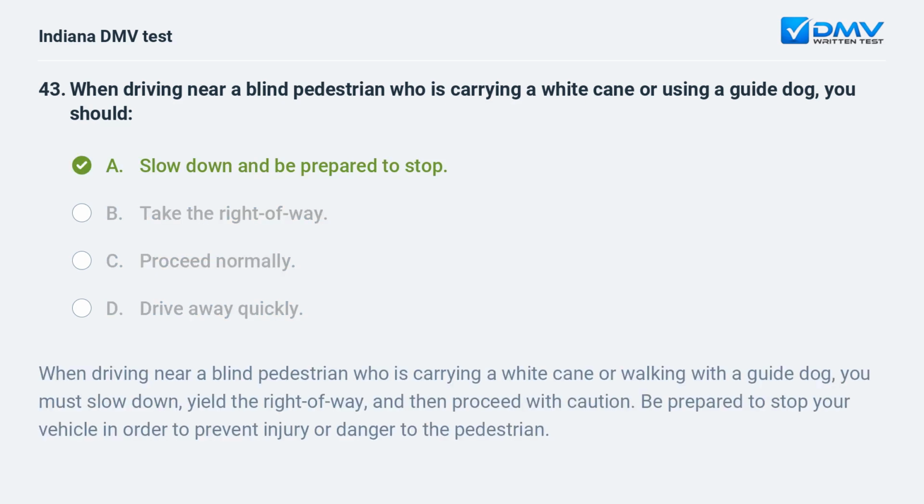a. Slow down and be prepared to stop. When driving near a blind pedestrian who is carrying a white cane or walking with a guide dog, you must slow down, yield the right of way, and then proceed with caution. Be prepared to stop your vehicle in order to prevent injury or danger to the pedestrian.